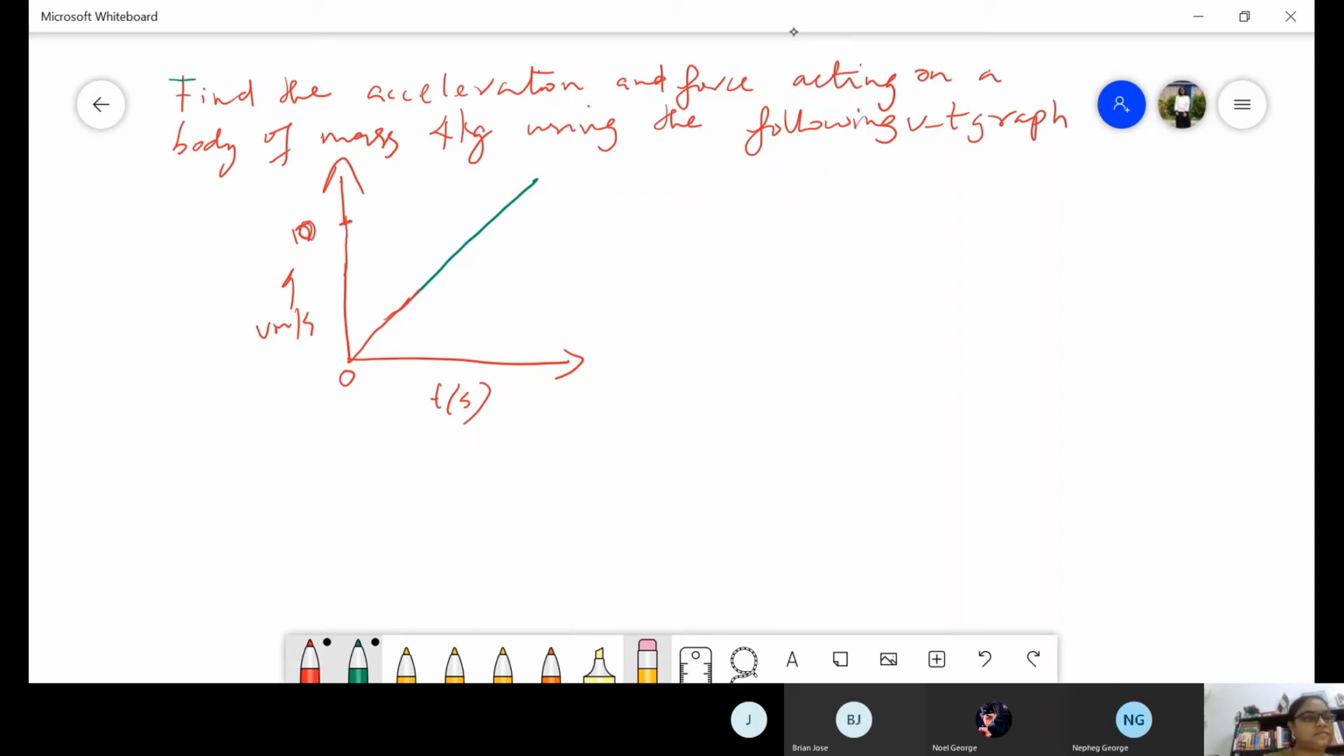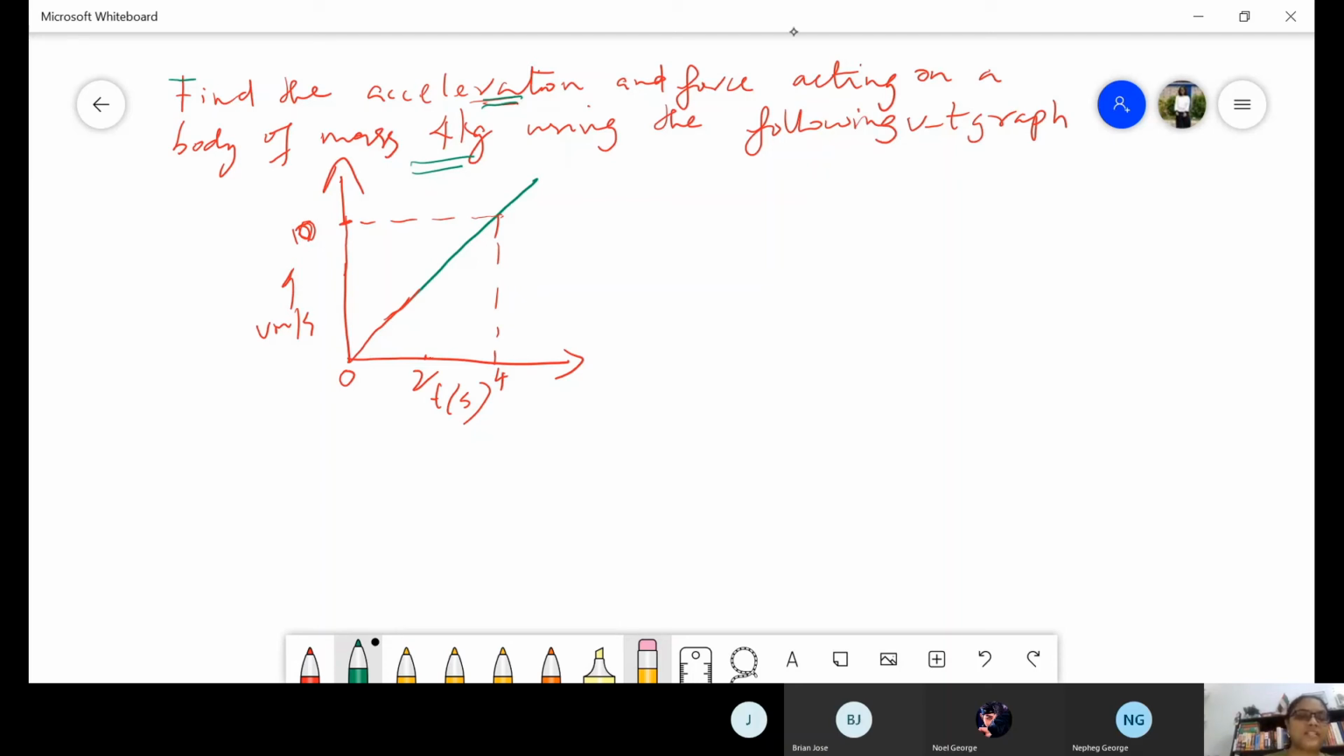This value is 10. And the corresponding time is given as 4 seconds. Here they have marked 2 seconds. And this is the graph. This is the VT graph, velocity time graph. And what we have to find out is the acceleration, and the mass is given. So only this is given. So from this we have to find out the acceleration.